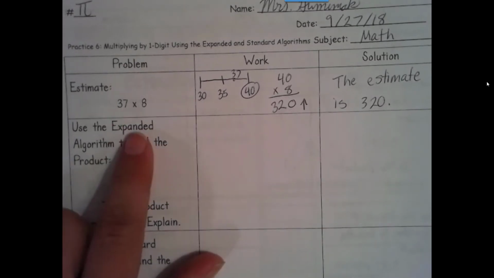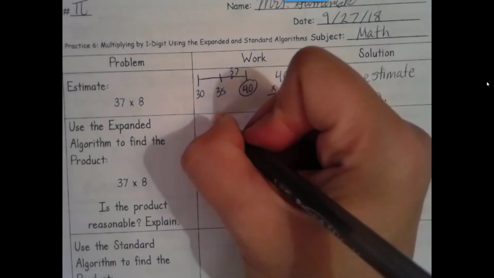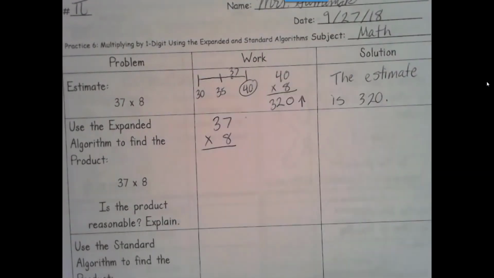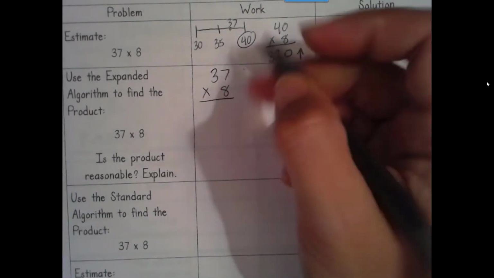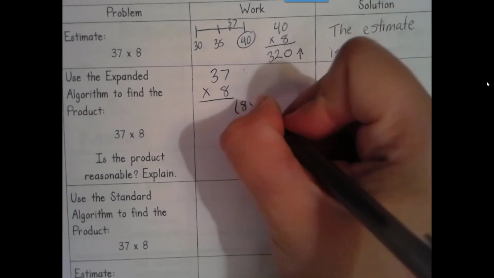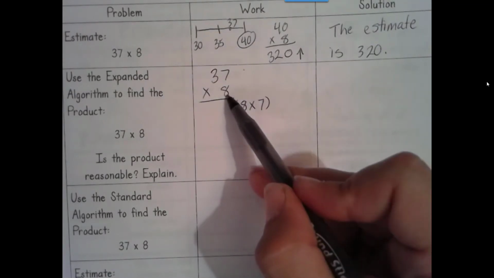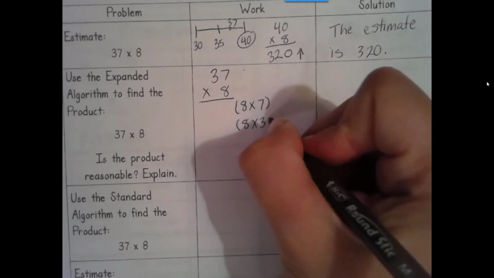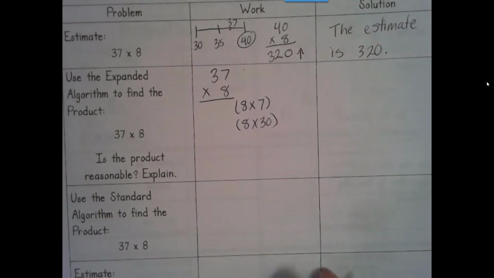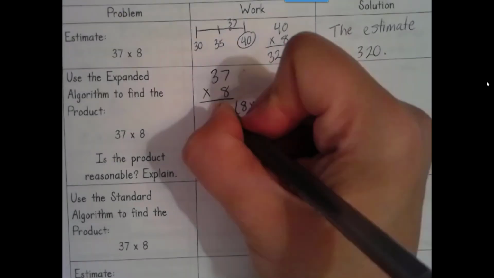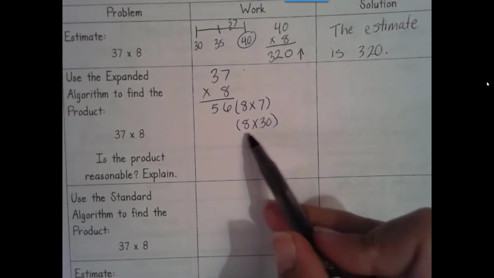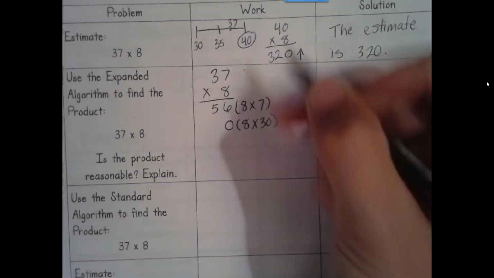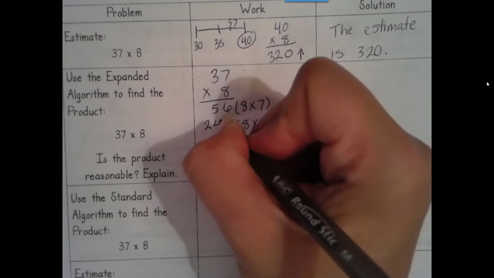All right, so now this tells me to use the expanded algorithm. So I'm going to do 37 times 8. So for my expanded algorithm, I'm doing 8 groups of 7. And then I'm doing 8 groups of 3 tens or 30. 8 times 7 is 56. 8 times 30, I have a placeholder, moves it over a place. And then 8 times 3 is 24.